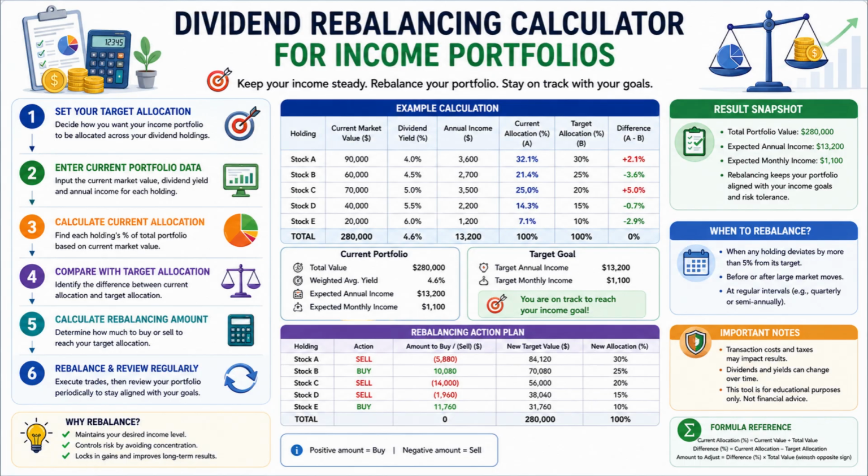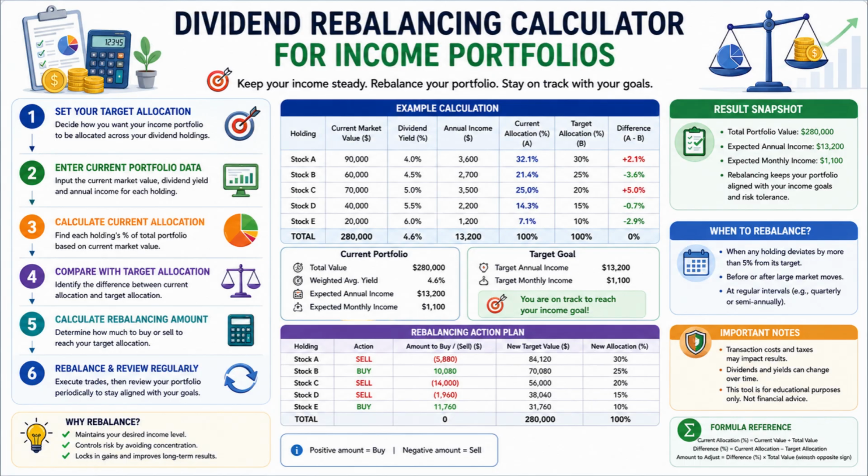Similarly, stock C is above its target allocation, so around $14,000 may need to be sold. Stock D is slightly above target, so about $1,960 may need to be sold. Meanwhile, stock E is below target, so around $11,760 may need to be bought. As a result, the portfolio becomes realigned with the target allocation while keeping the total portfolio value at $280,000.